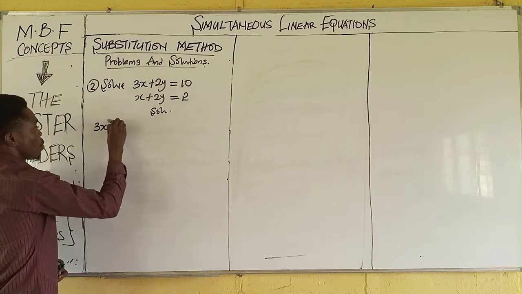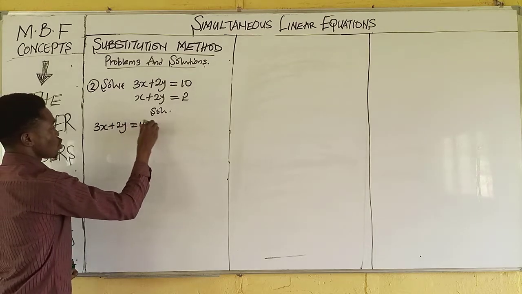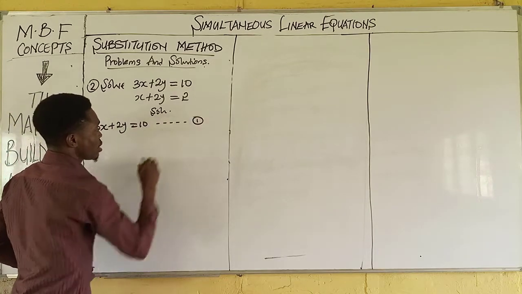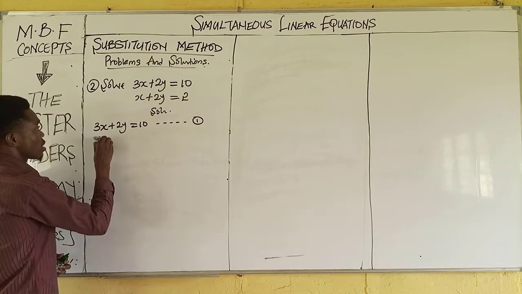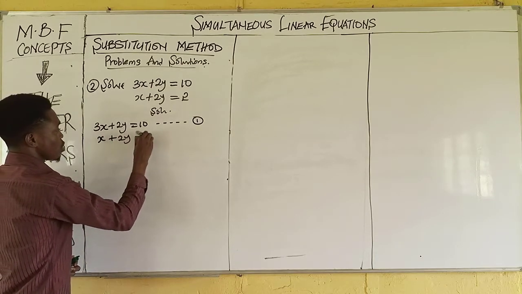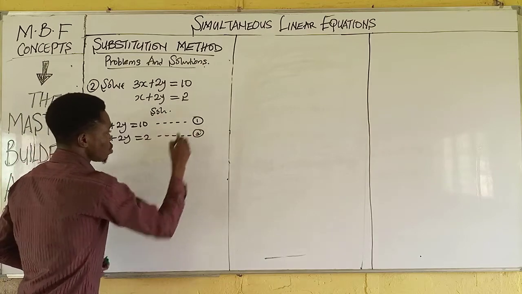3x plus 2y is equal to 10. We will call this one equation 1. Then this will have given us x plus 2y is equal to 2. Then we will call this equation 2.